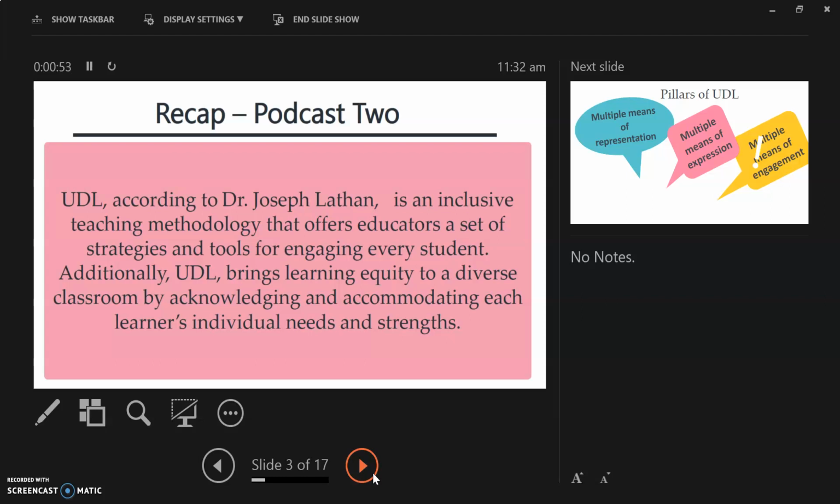According to Dr. Joseph Latham, UDL is an inclusive teaching methodology that offers educators a set of strategies and tools for engaging every student. Additionally, UDL brings learning equity to a diverse classroom by acknowledging and accommodating each learner's individual needs and strengths.